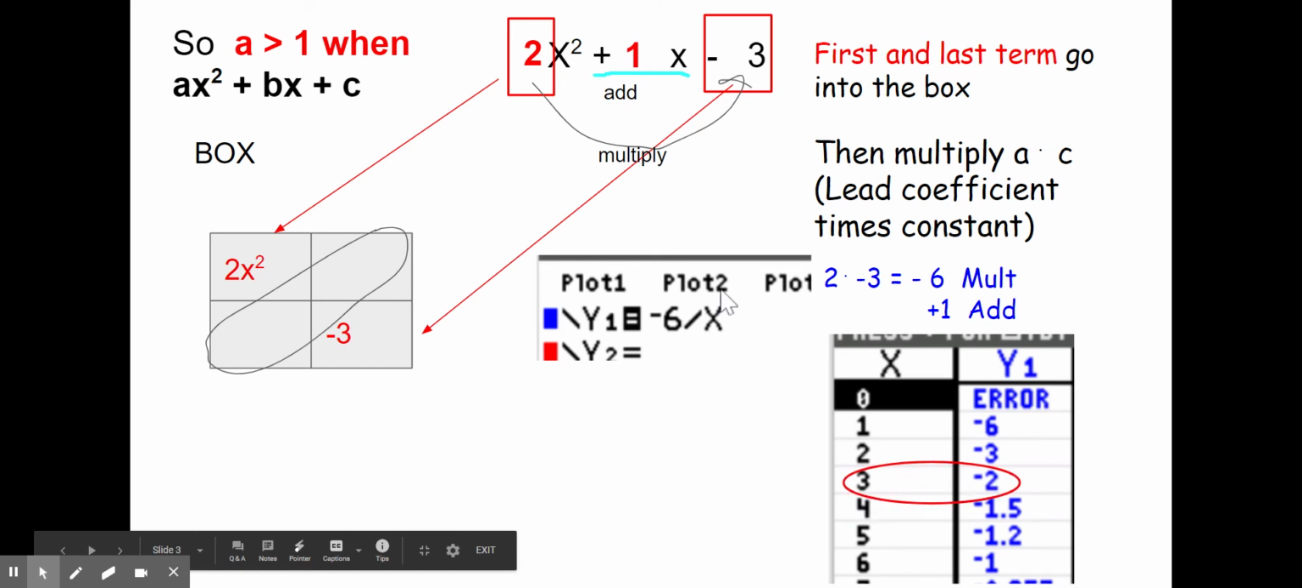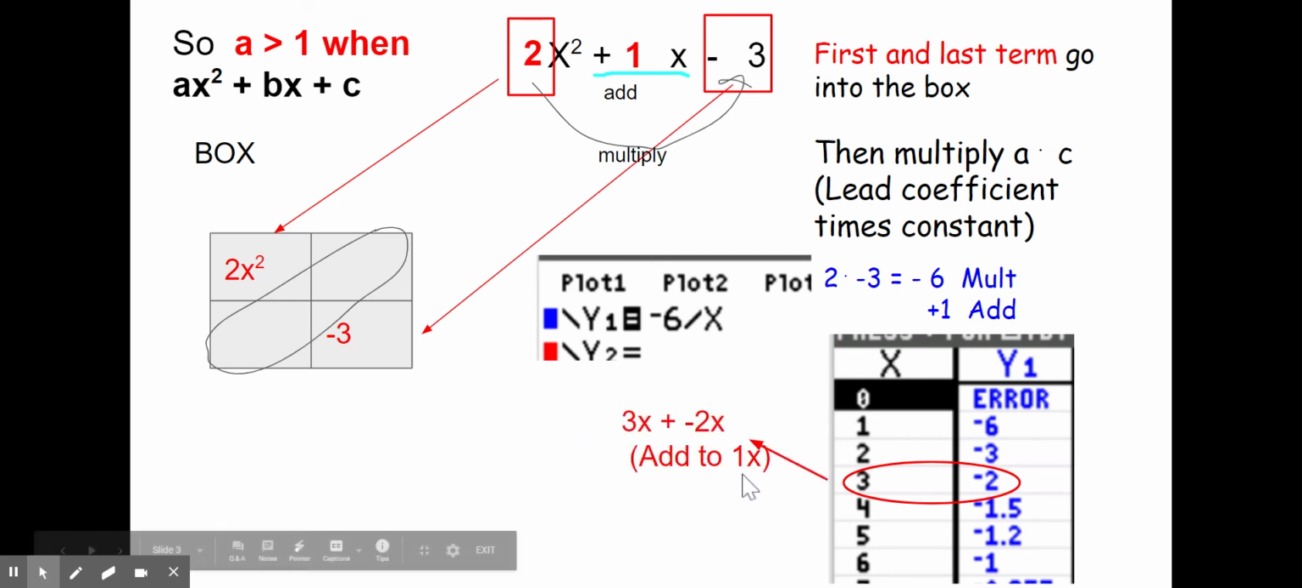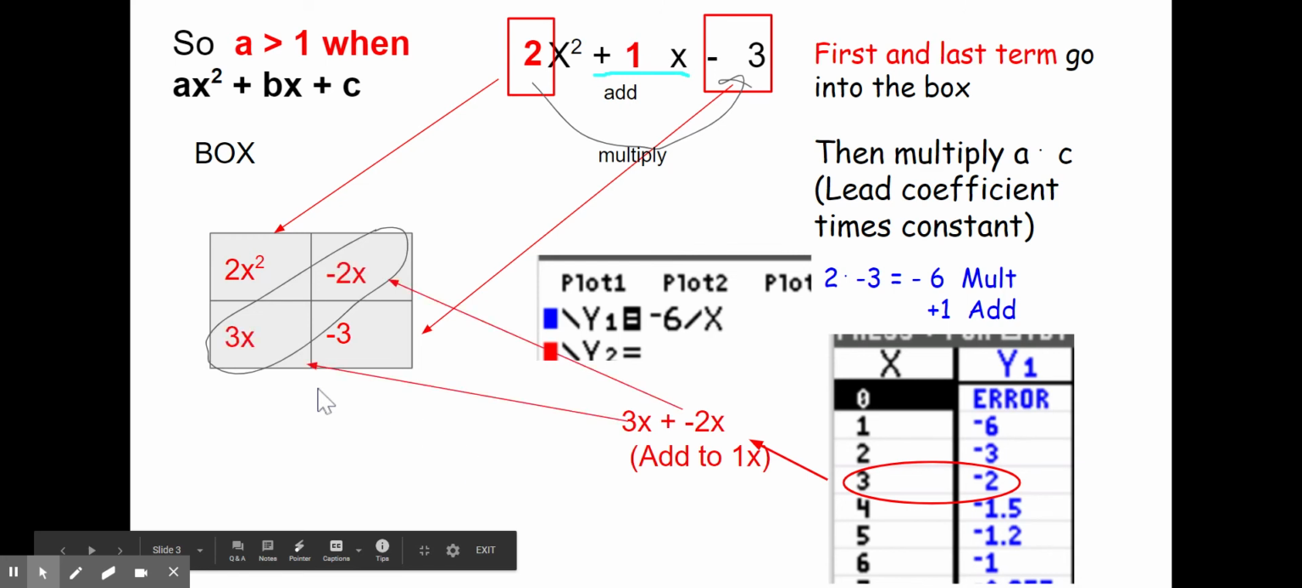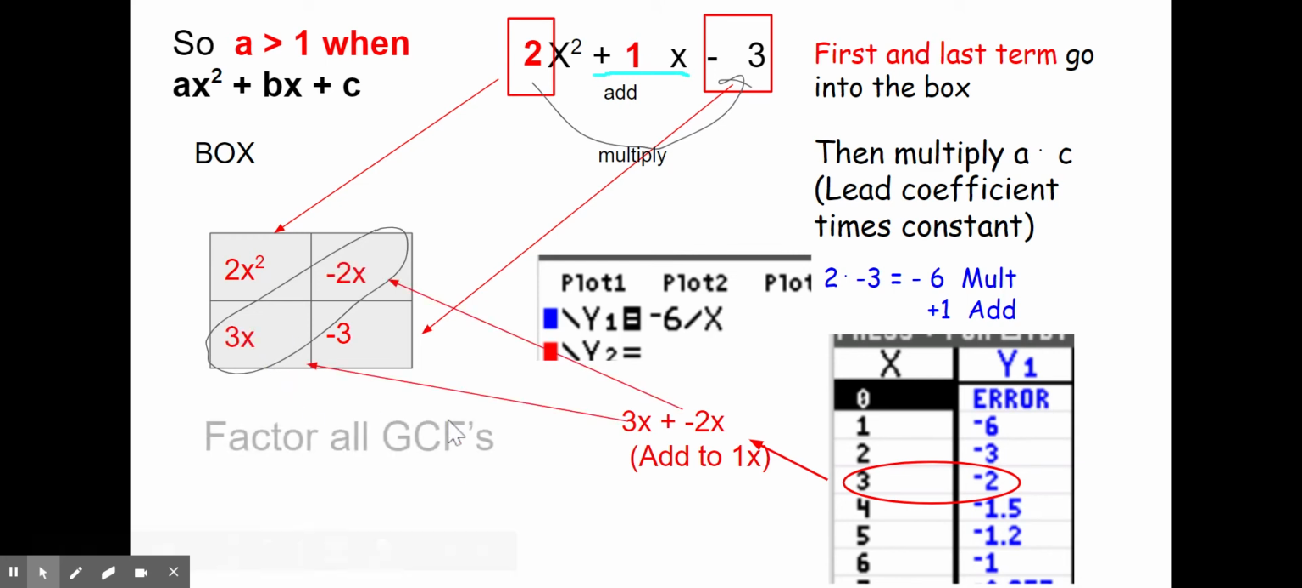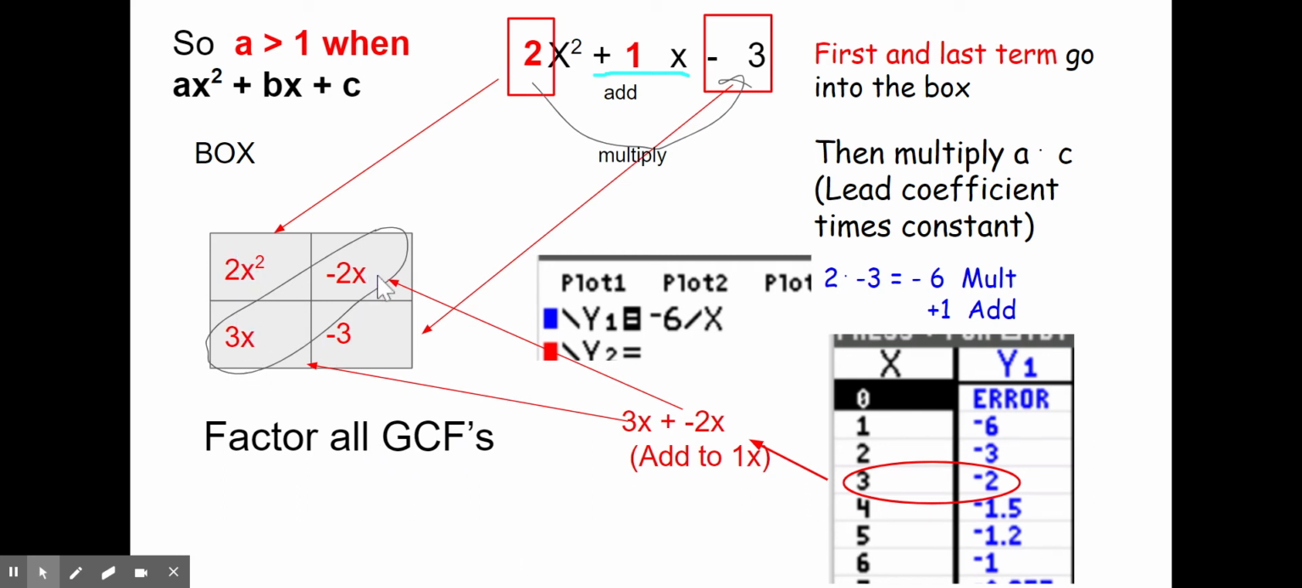+3 and -2 add to +1. And again, I'm going to write them as x terms because I really want them to add to 1x, which is right there. And now all you need to do is arrange them in the box. It doesn't matter which order you put them in, because right now, all I need to do is factor all my GCFs. I'm going to factor along the columns, and I'm going to factor along the rows to fill out the sides of my box and the top of my box.